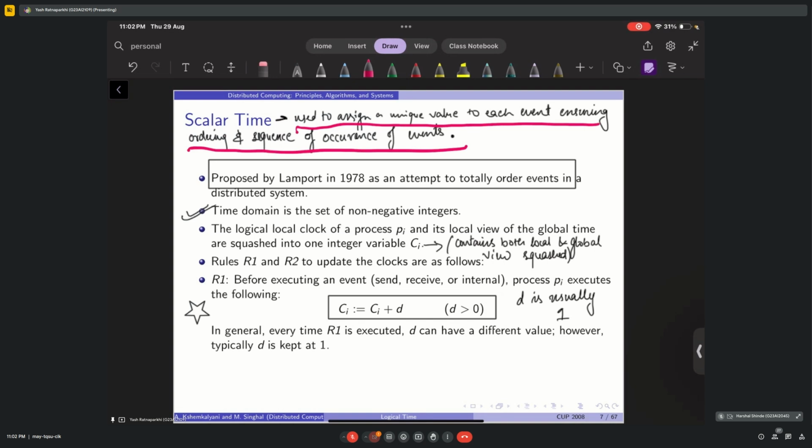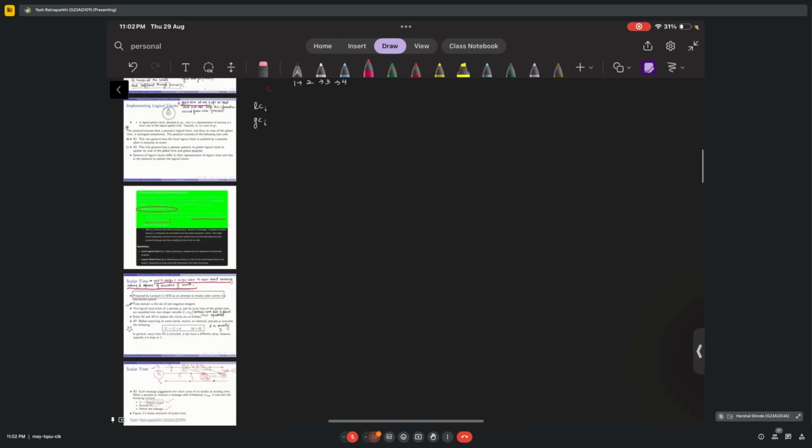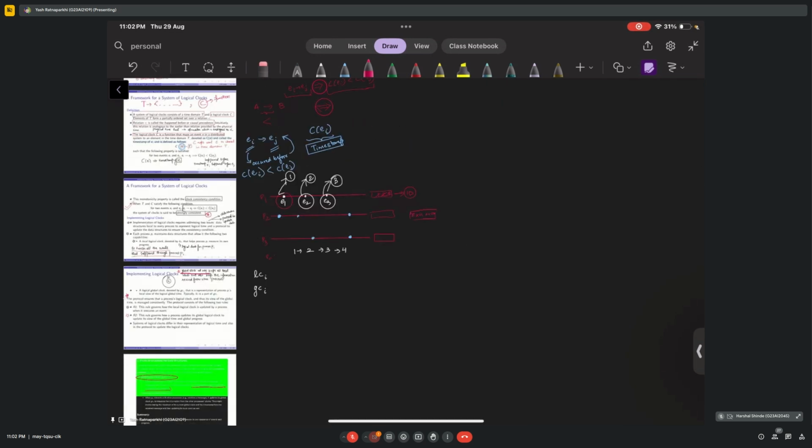It was proposed by Lamport in 1978 as an attempt to totally order events in a distributed system. Okay, guys, what is total ordering? Total ordering of events says... where is my graph? Again, let me copy and paste it below.